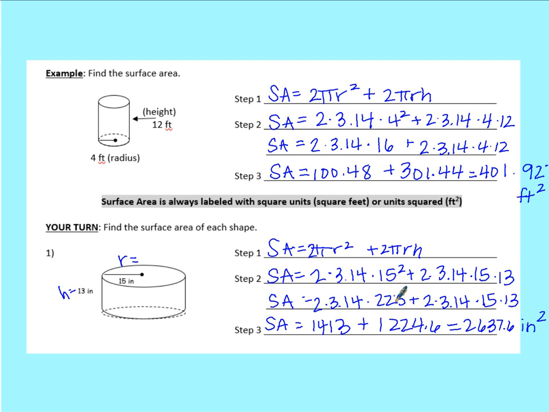Once we do that, we can multiply. That gets us 1,413 plus 1,224.6. Last step is just to add those two numbers together, and we get 2,637.6 inches squared. Again, we're talking about area, so we need those square units.